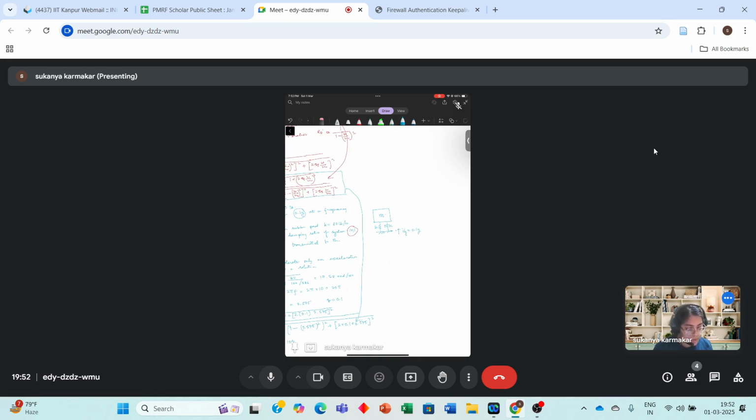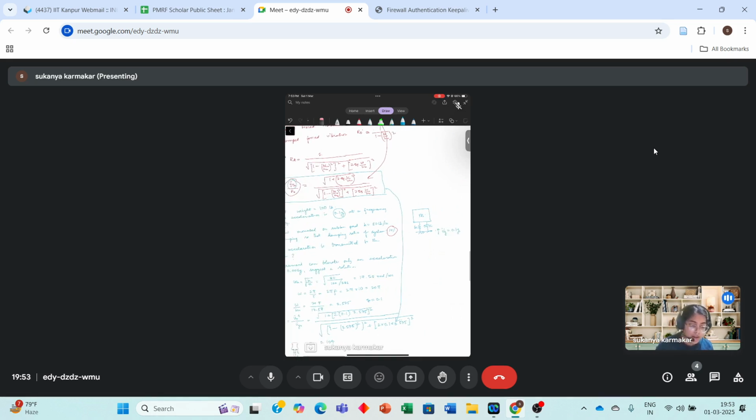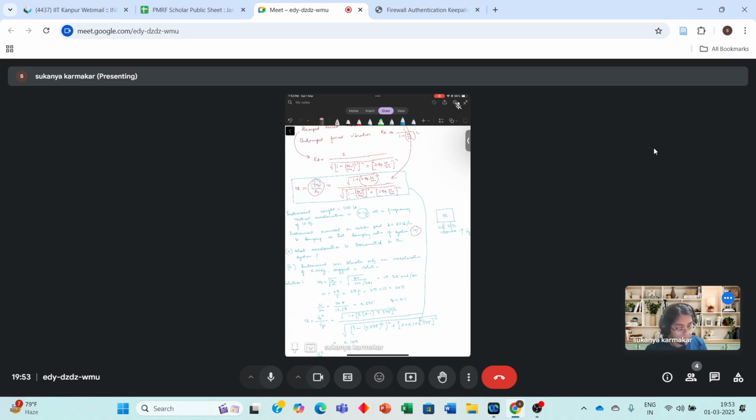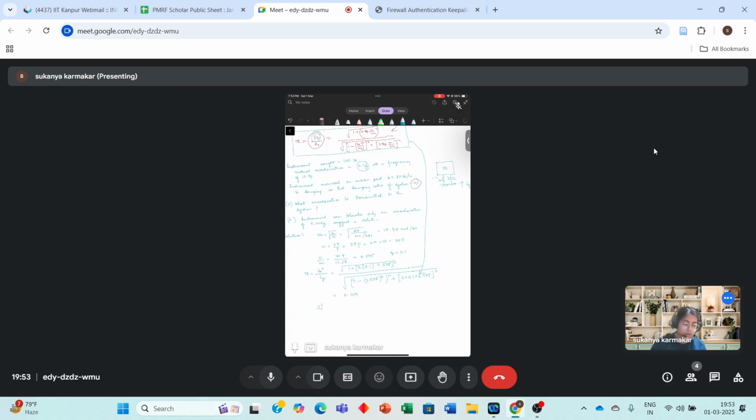Because of this ground acceleration, I want to know how much acceleration is transmitted to the system. Or you can say at this level, my body is subjected to what acceleration. Yes, this is what I'm trying to calculate.